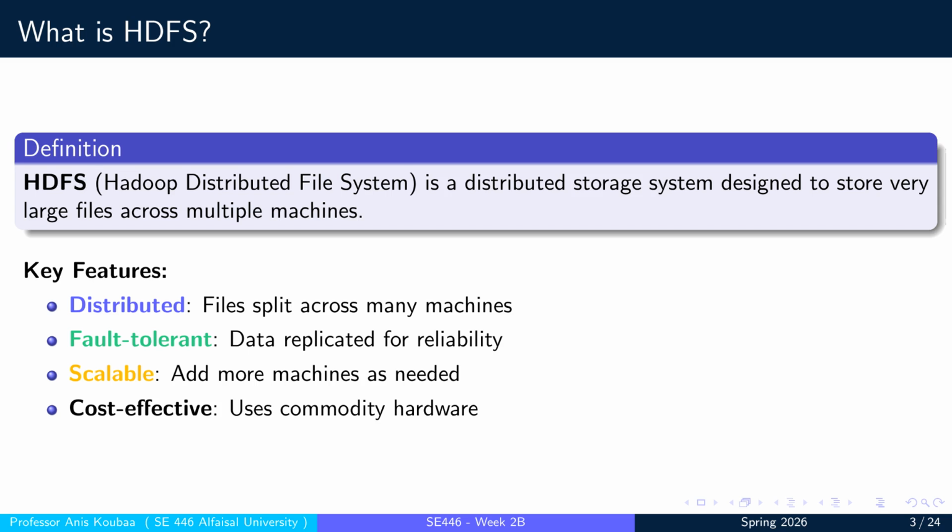First, it is distributed. Files are divided and spread across the cluster. Second, it is fault tolerant through data replication. So even if machines fail, your data remains safe. Third, it is scalable. You can add more machines as your data grows. Fourth, it is cost effective because it runs on commodity hardware rather than expensive specialized equipment.